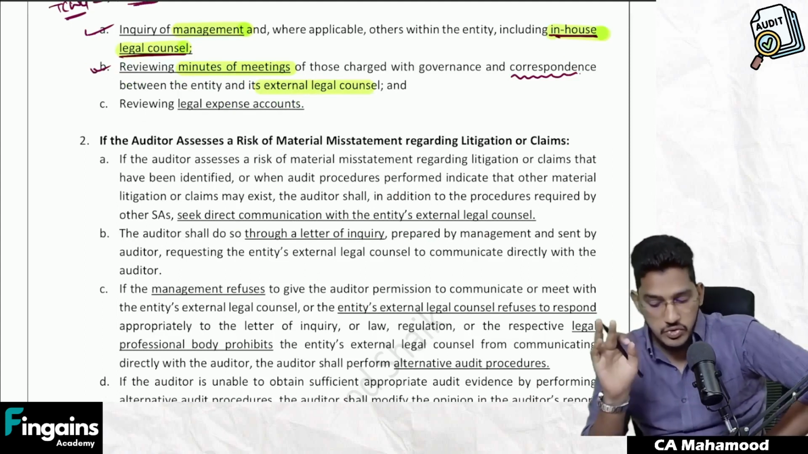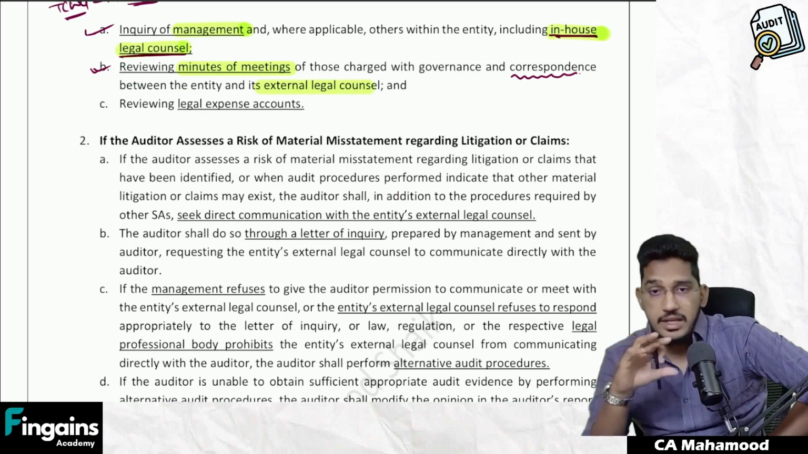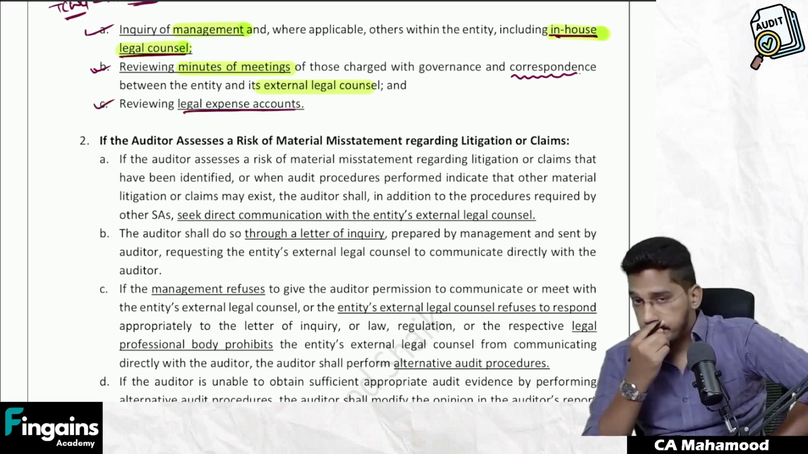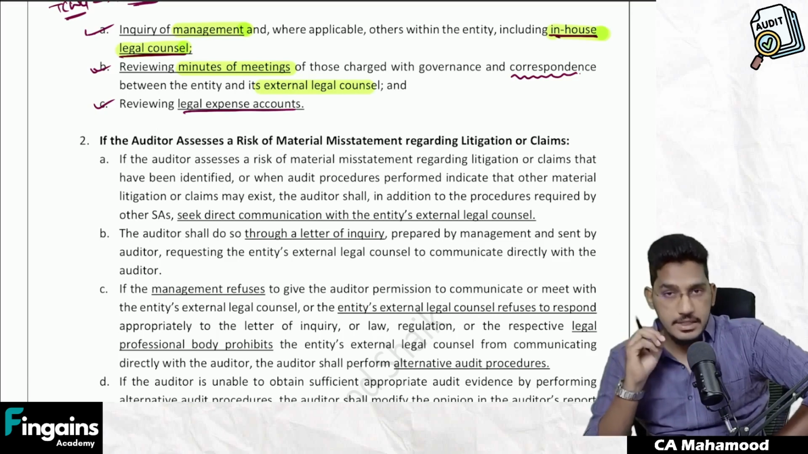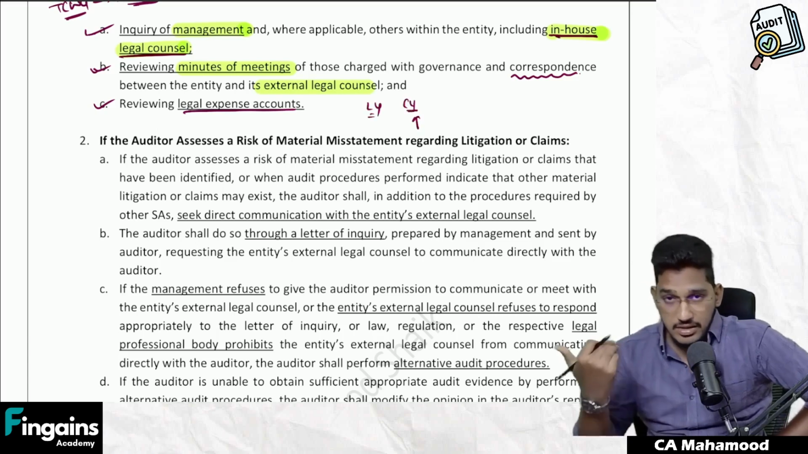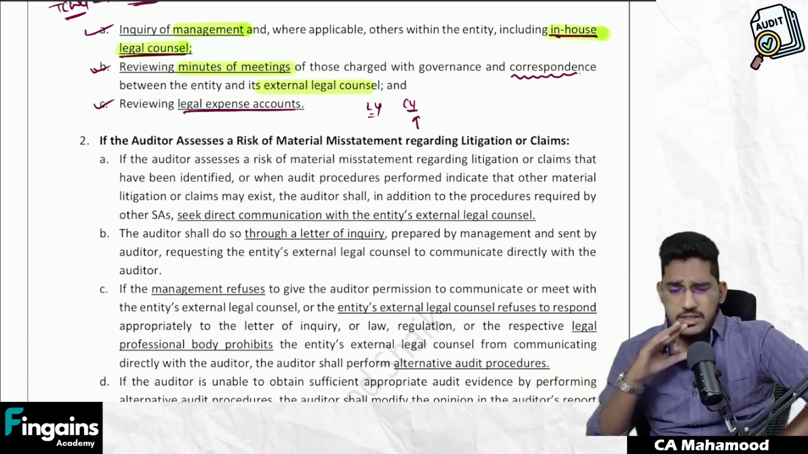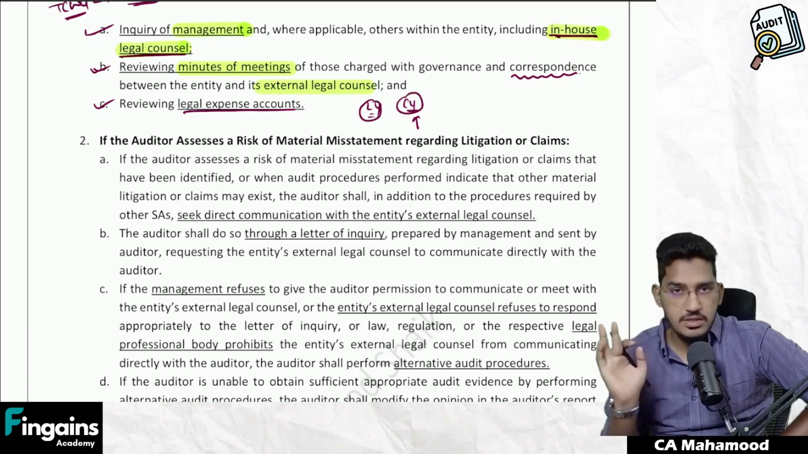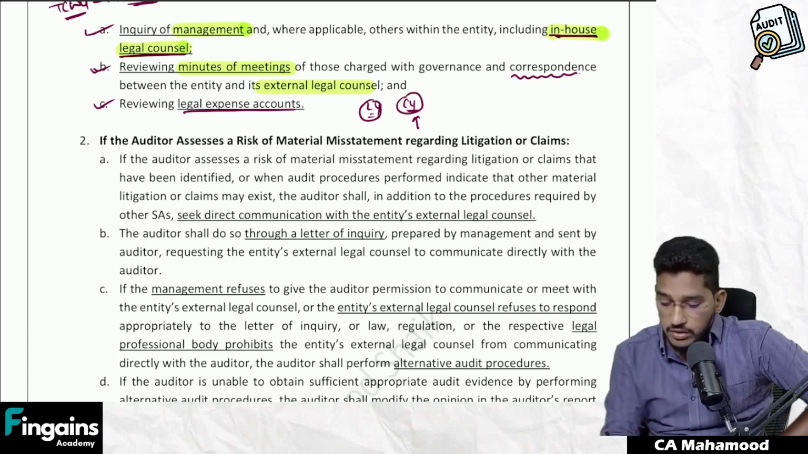second point, read the minutes of the meeting of those charged with governance and also check whether there is any correspondence, whether there is any communication happening between the entity and external legal counsel. Along with that, what the auditor should also do is review the legal expenses account. That means verify the legal expenses account. Check what were last year's legal expenses. What are the current year's legal expenses? Is there a drastic increase or a drastic decrease, or is it more or less the same? So you try to do an analysis of the legal expenses account. So that's the first thing we should do.